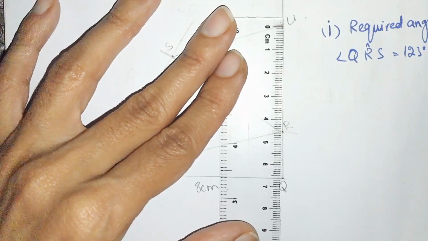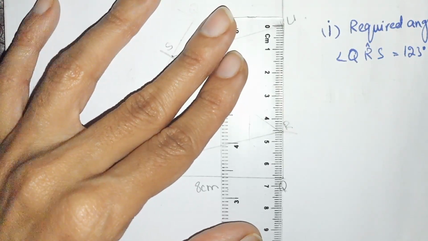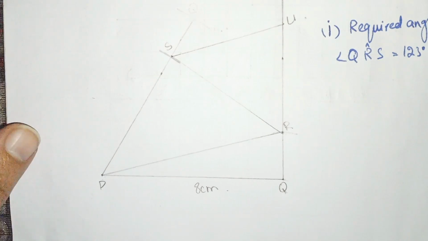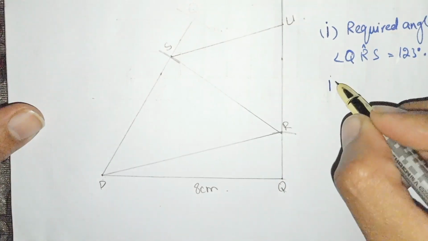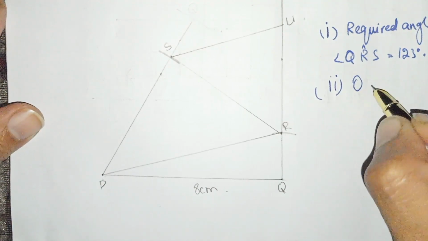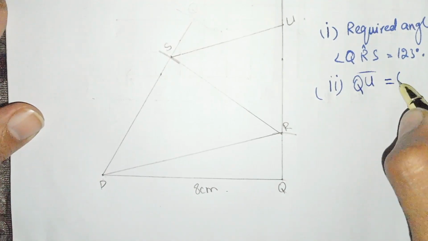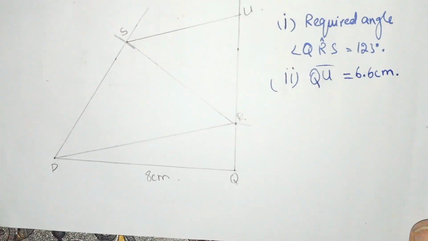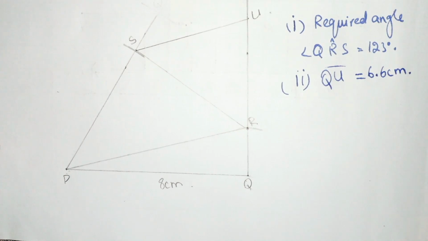Now students, this is the QU, and this QU is equal to 6.6 centimeters. So we write there in part number 2, the QU length is equal to 6.6 centimeters. And now students, question number 5 is solved.